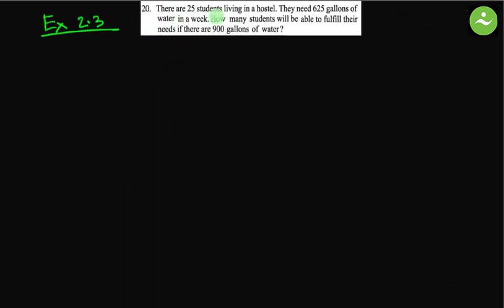Now we solve question number 20. There are 25 students living in a hostel. They need 625 gallons of water in a week. How many students will be able to fulfill their needs if there are 900 gallons of water? So there are three things again: number of students, quantity of water in gallons, and period, that is a week. This doesn't change. What changes? Number of students and quantity of water. These two things change.